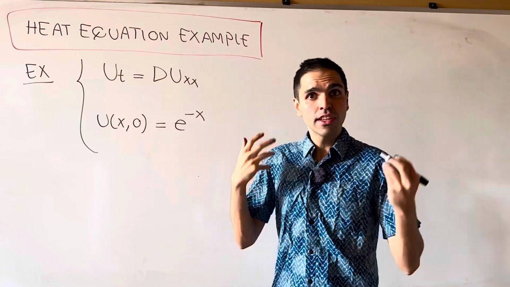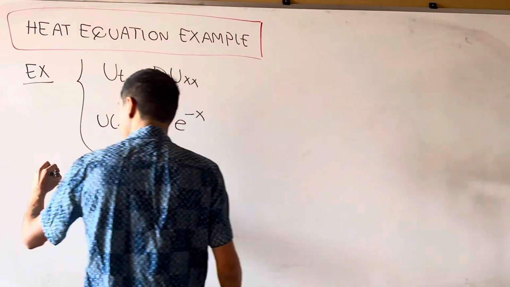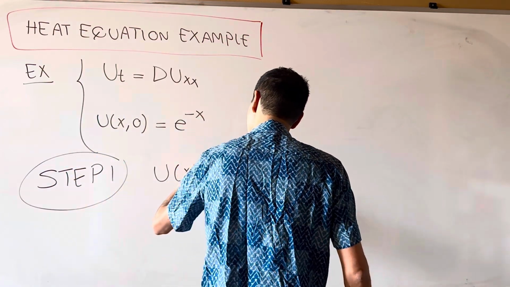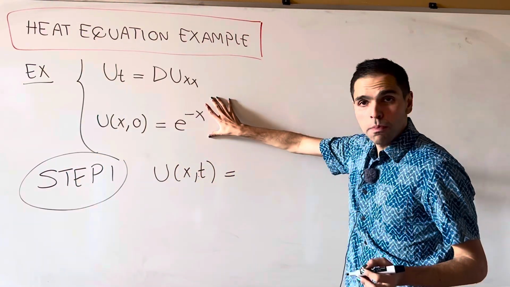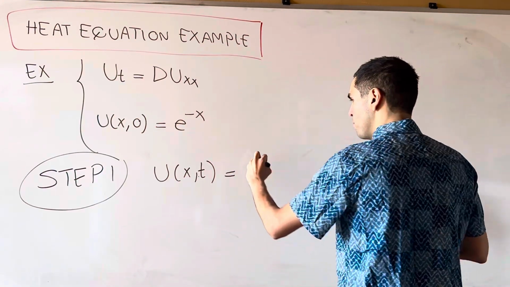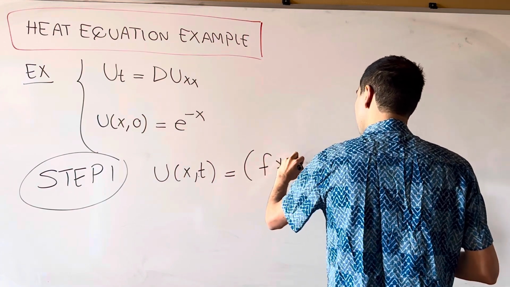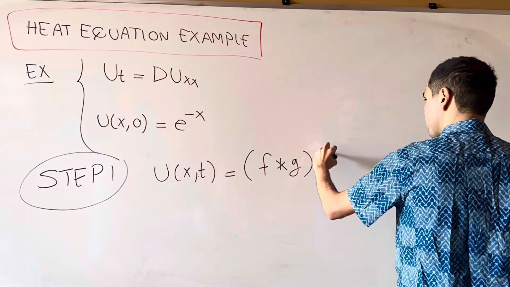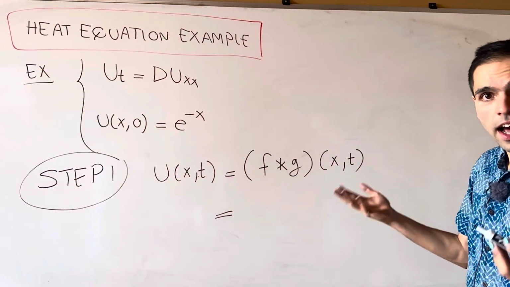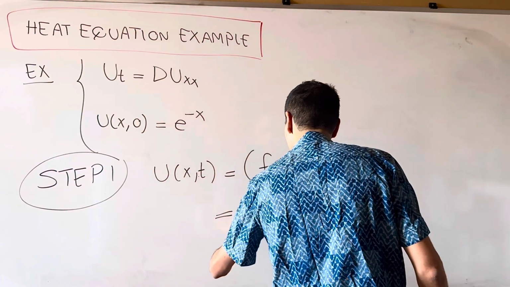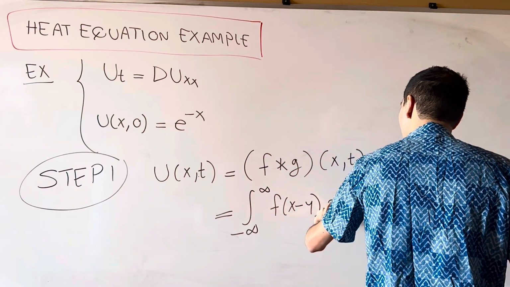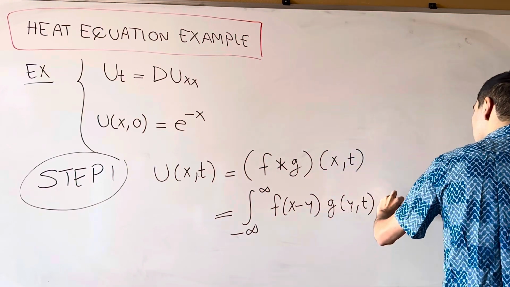Now, the nice thing is we do have a formula for the solution, which is simply given by u(x,t), which is the multiplication of f with what's called the heat kernel, but here multiplication is convolution. So f star g of (x,t), and here you will see in a second, it's nice to use the following definition of convolution: the integral of f(x - y) g(y,t) dy.